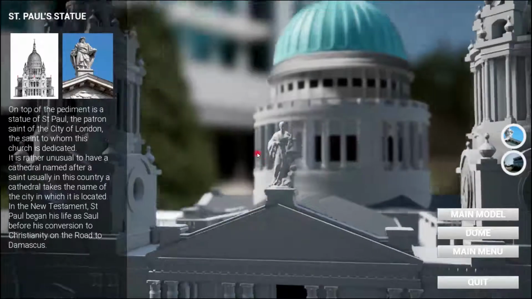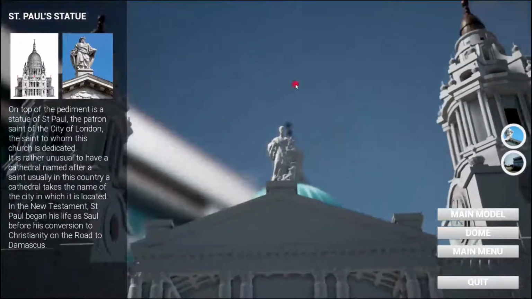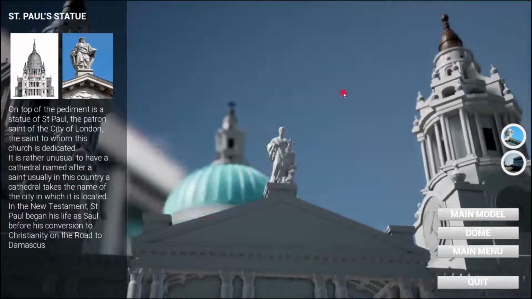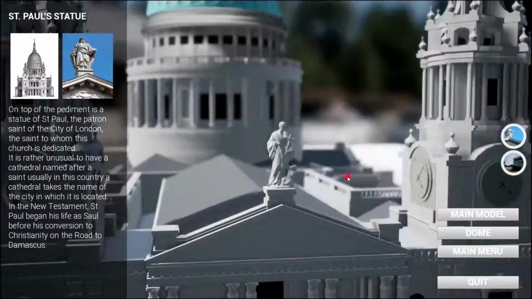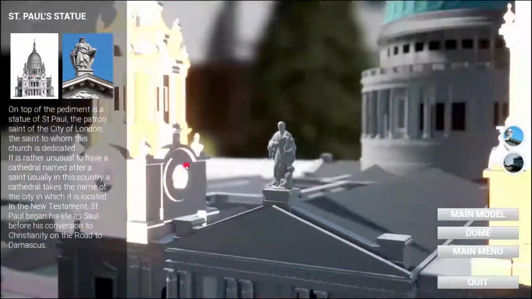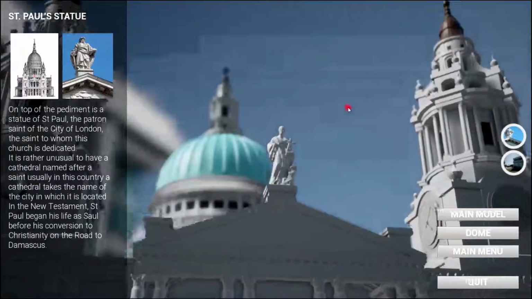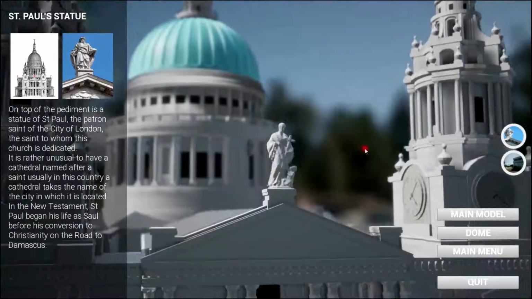On top of the pediment is a statue of St. Paul, the patron saint of the City of London, the saint to whom this church is dedicated. It is rather unusual to have a cathedral named after a saint. Usually in this country a cathedral takes the name of the city in which it is located. In the New Testament, St. Paul began his life as Saul before his conversion to Christianity on the road to Damascus.